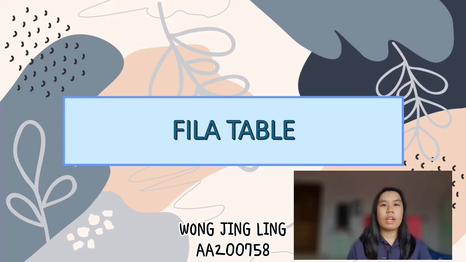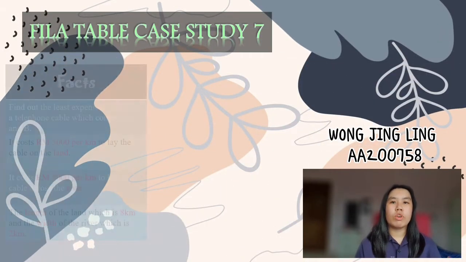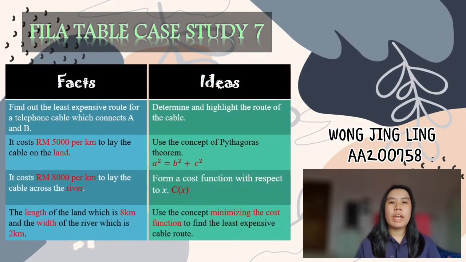The content of the FILA table in this PowerPoint shows only the simple points of each part. Now I'm going to talk about the FILA table for case study 7. The hint we get in the case study is we have been asked to find out the least expensive route of telephone cable which connects A and B. A and B cover places on land and river. It costs RM5,000 per km to lay the cable on land and RM8,000 per km to lay the cable across the river.